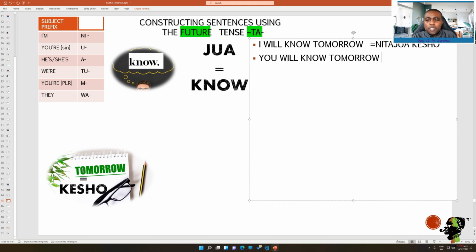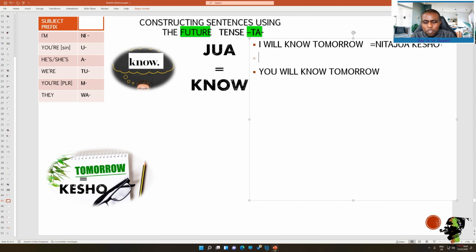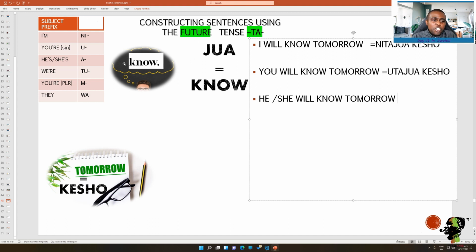What about you will know tomorrow? I want to hear how you'll say that in Kiswahili. Go for it. When you're ready, I can't wait to see what you come up with. Utajua kesho. What about he or she will know tomorrow? Don't forget he or she. Future tense, ta, verb know, and the noun tomorrow. There you go. Construct it, put it together. Atajua kesho.